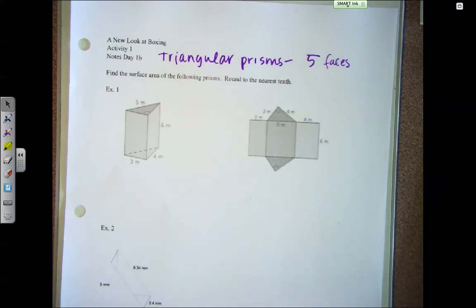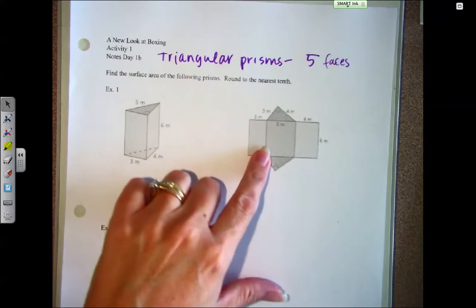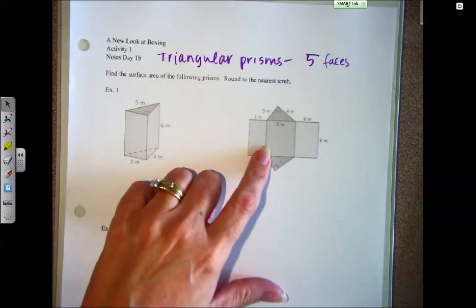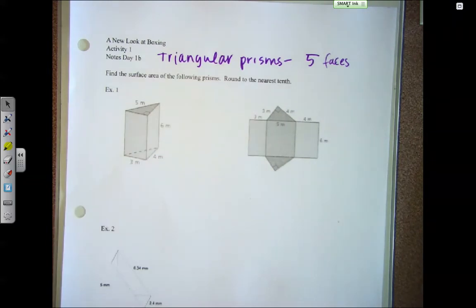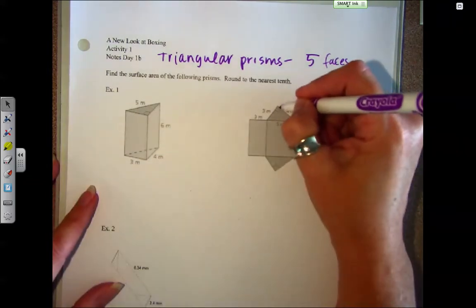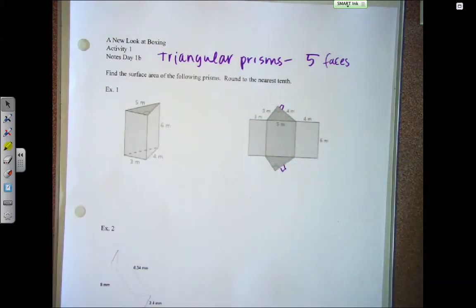All right, so example 1. Here's your triangular prism all wrapped up. Here's your prism as is. Is this a net or a template? It's a net because there's no tabs. Tabs would be little things sticking off of it to make it adhere to the other part.